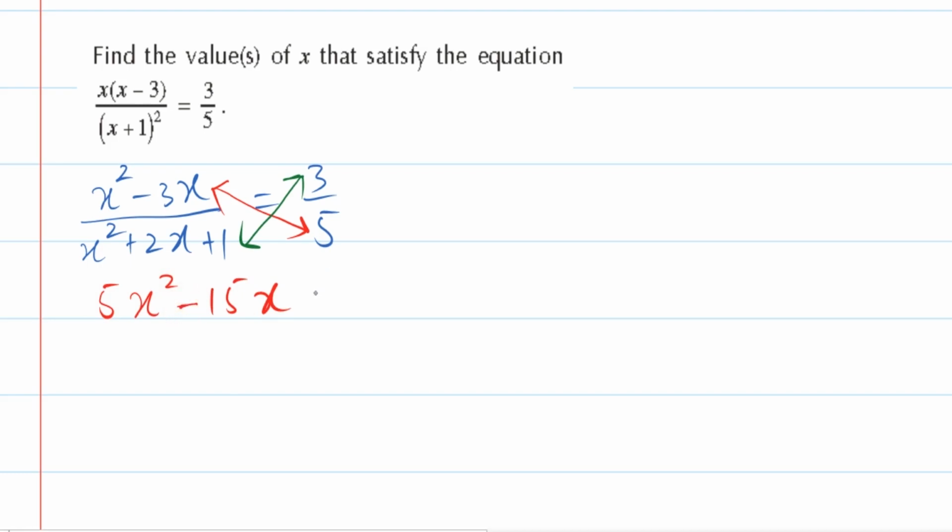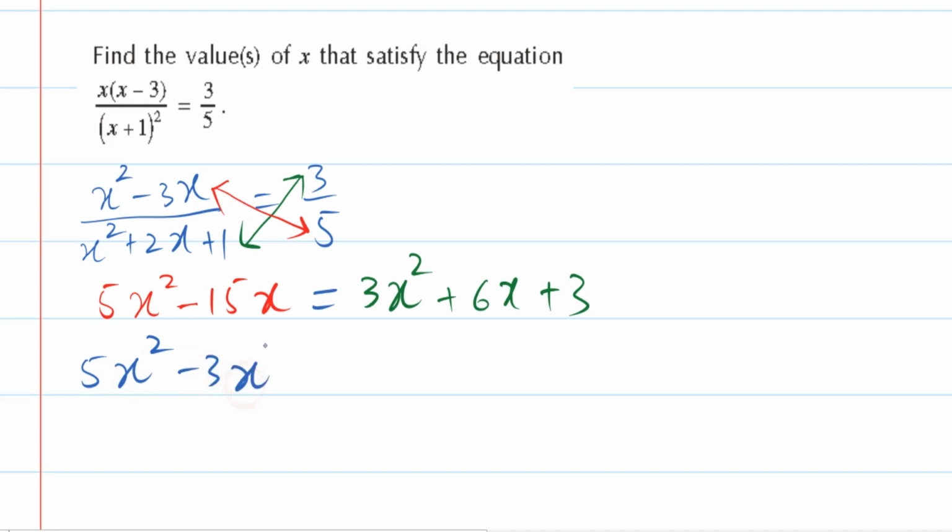And then there will be equal to, and then I will multiply the denominator x square plus 2x plus 1 by 3. It will become 3x square plus 6x plus 3. I will shift the left hand side expression to the right. 5x square minus 3x square minus 15x minus 6x minus 3 is equal to 0.